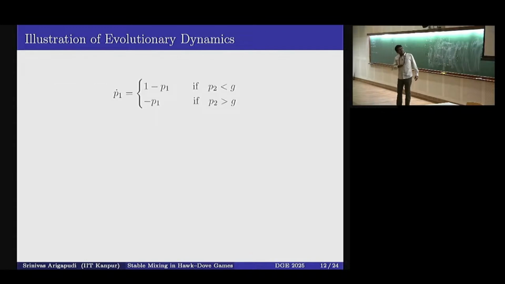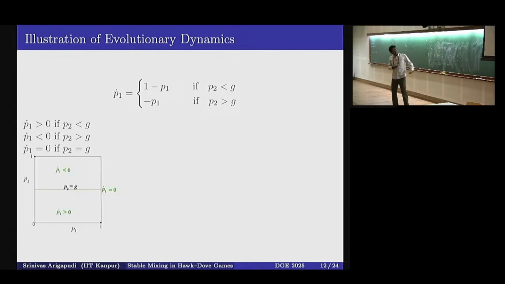These would be the best response dynamics for agents in population 1. And again, when you are exactly at P2 equal to G, there is a discontinuity. I'll not get into the technical details. You can just assume that here the population is not changing. P1 dot is just 0.